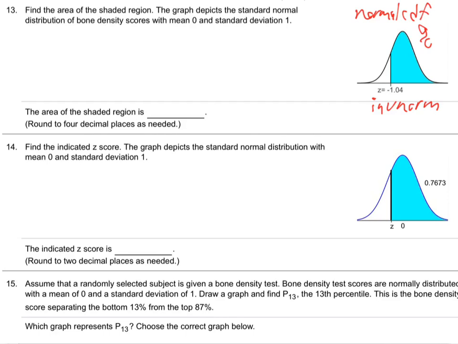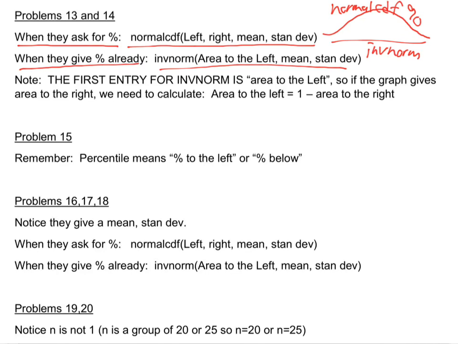They're not giving me a percent anywhere, are they? They're asking me for the area here, right? So when they're asking you for this area, you're going to do normal CDF. When they ask for the percentage, which is the area, normal CDF. The percentage is the area. Whenever they give you area up here, that is percentage. So I'm going to do normal CDF: left, right, mean, standard.